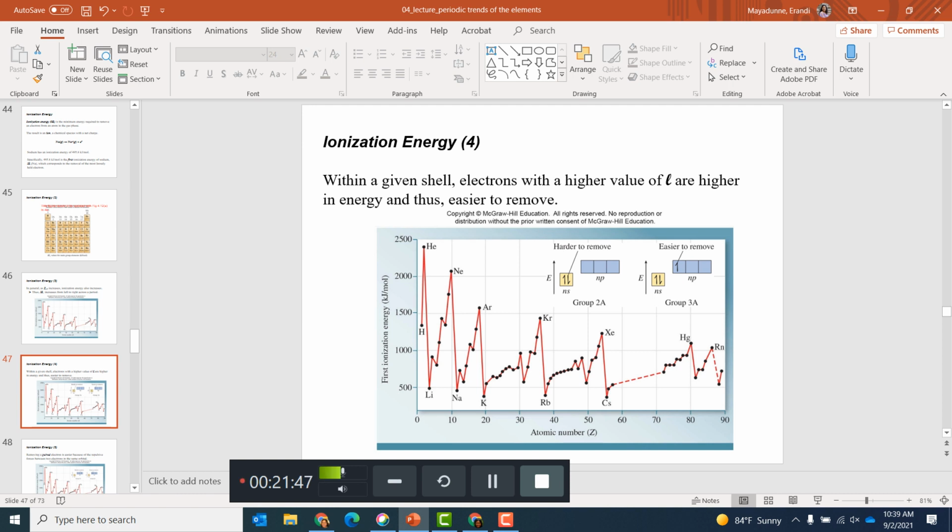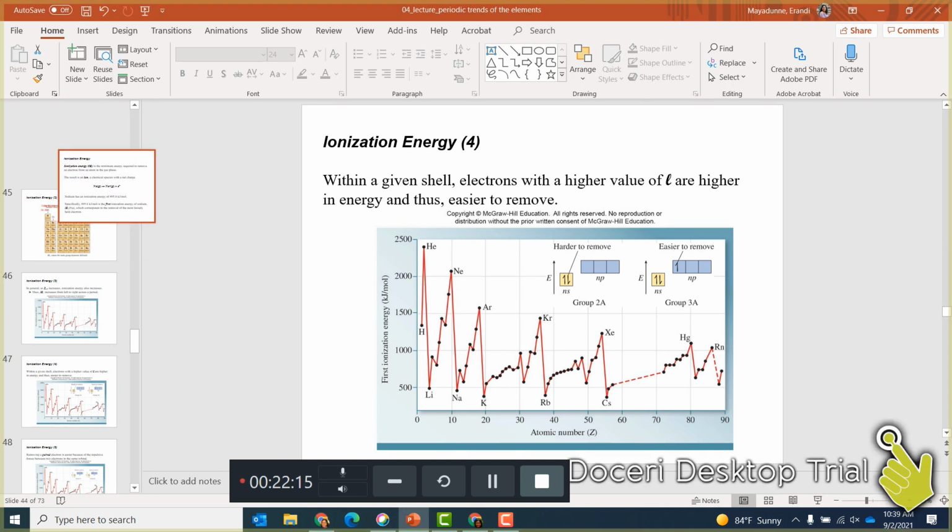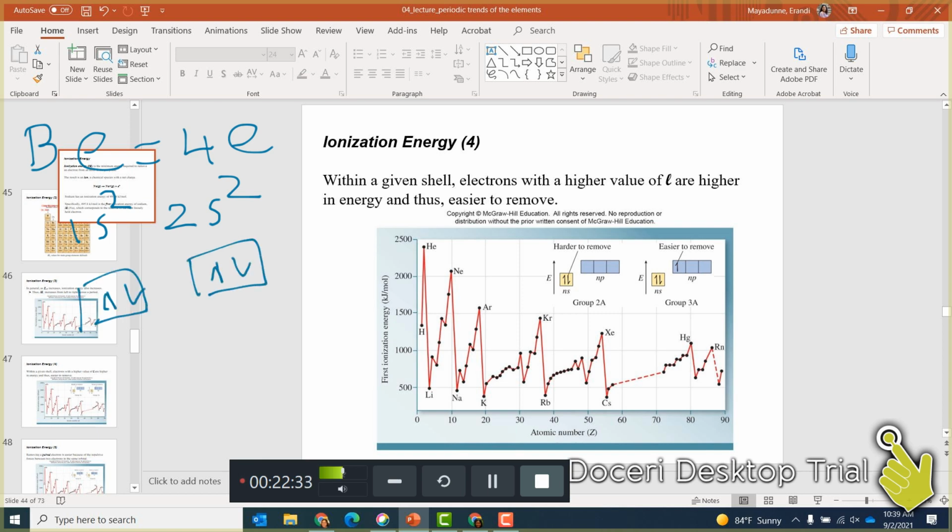So let's look at this end. This is group 2A. So here, let's take beryllium. Let me draw it for you, so it's easy for you to understand. Beryllium has 4 electrons. If I draw the orbitals, you have 1s2, 2s2. Now I draw the orbitals. Do you think beryllium wants to lose an electron? Because it's fully filled, that's why it has a little bit higher ionization energy.